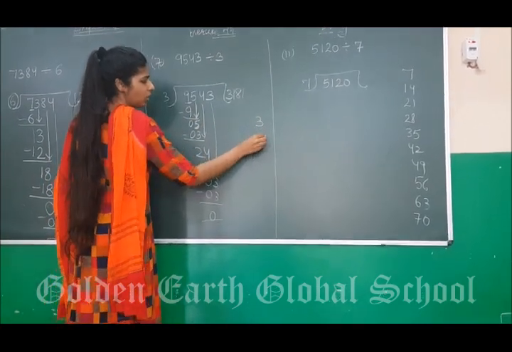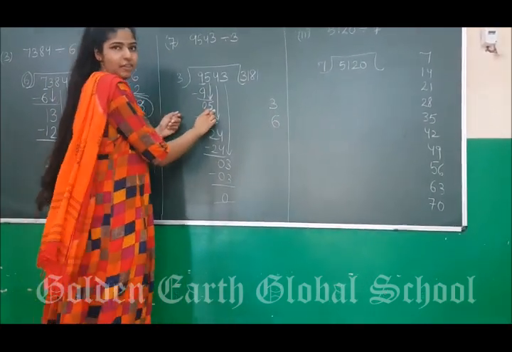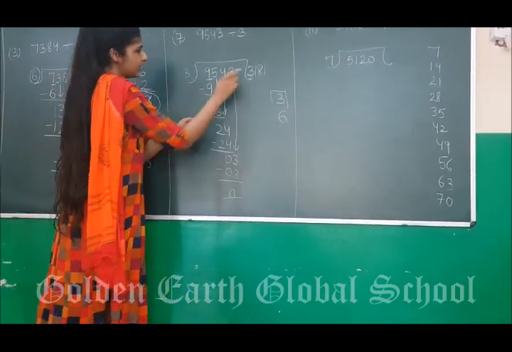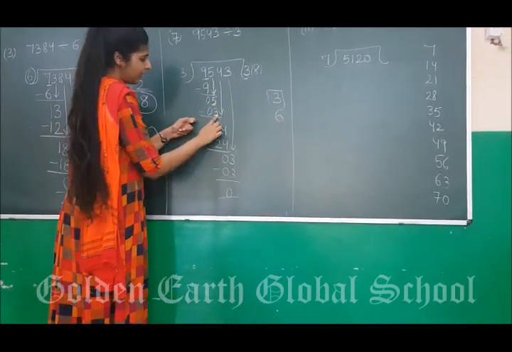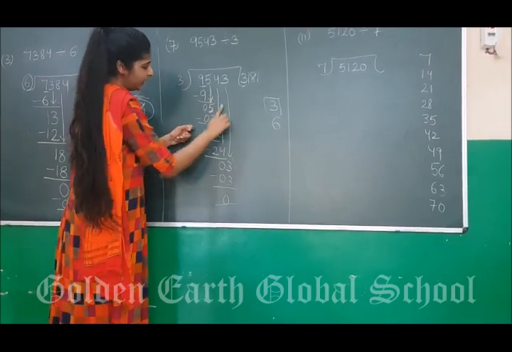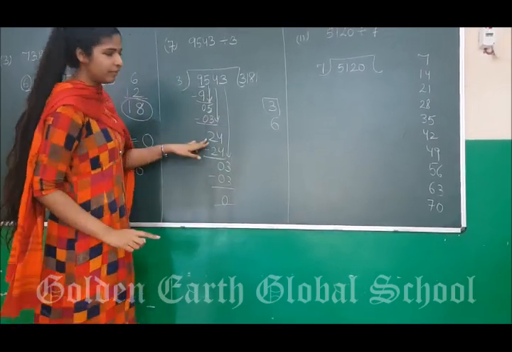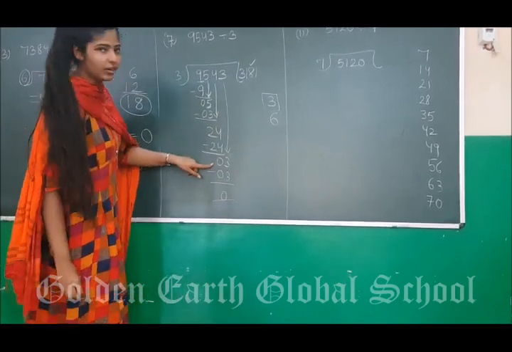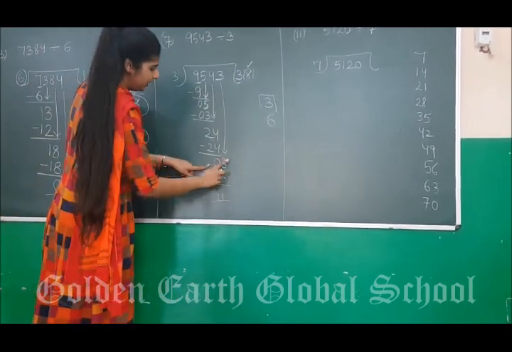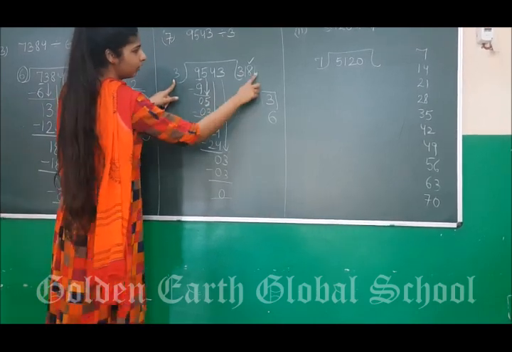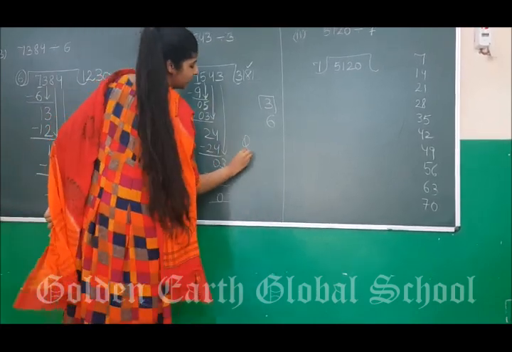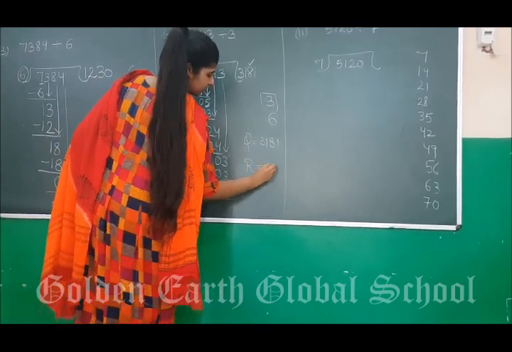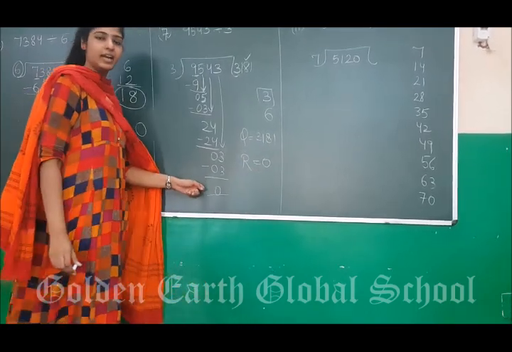Now on the table of 3, 5 से less वाला number is 3. So 3 1s are 3. 5 minus 3 is 2. Take down 4 here. 3 के टेबल पे 24 is on 8. ठीक है? 24 minus 24 is 0. Take down 3. 3 के टेबल पे 3 is on 1. So the quotient here is 3181 and the remainder here is 0 because at the end we are left with 0.